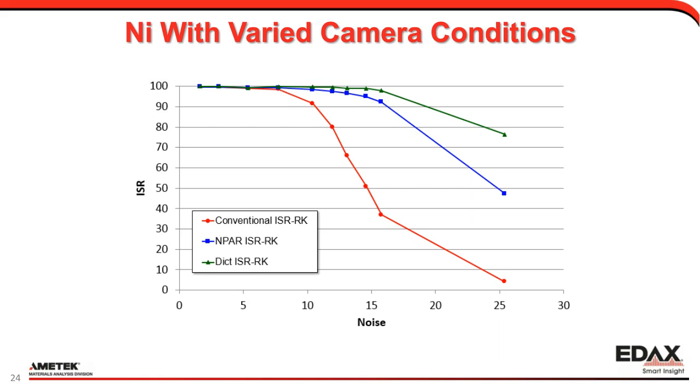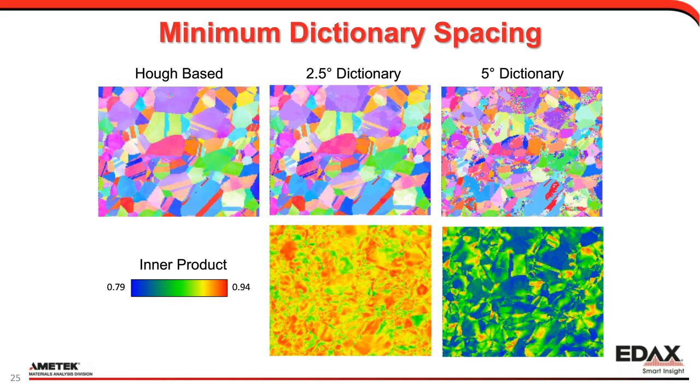So just a note about something I've been thinking about a little bit: what is the minimum spacing we can handle in the dictionary? You can see the Hough-based result on the left, and this is of the nicest patterns. This is with 0 gain. You can see a 2.5 degree dictionary, and you can see a 5 degree dictionary. When we get to 5 degrees, it's too large to really get good results. So 2.5 degrees seems to be a good number. I didn't explore it too much further. And you can also see that in those inner dot product maps below.